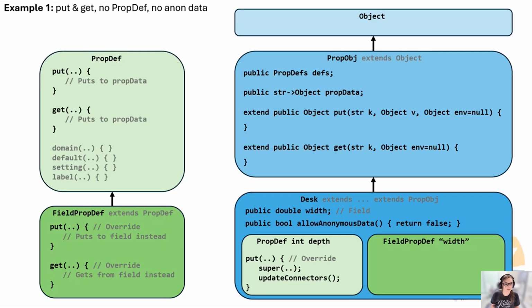So now we'll go over some examples just so I can show the control flow through all of these in different situations. So example 1, we're going to do a put or a get.